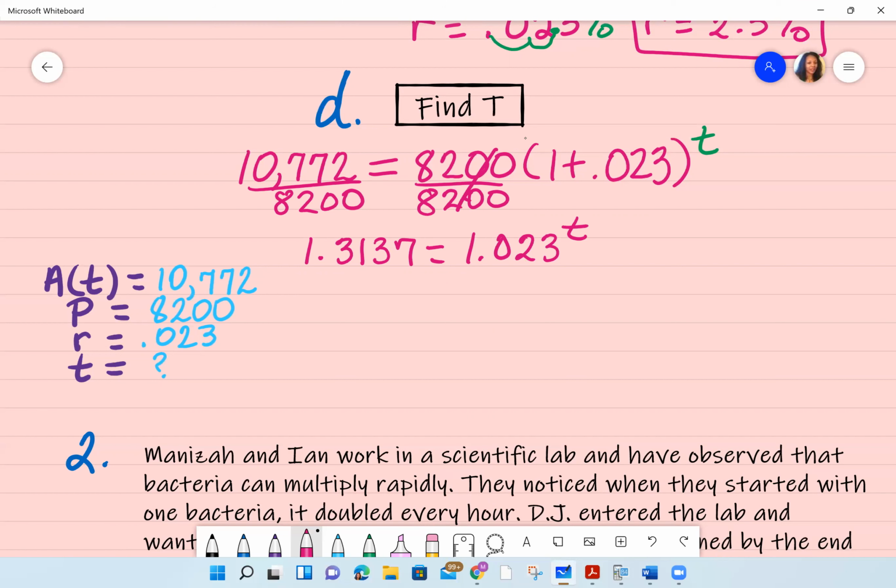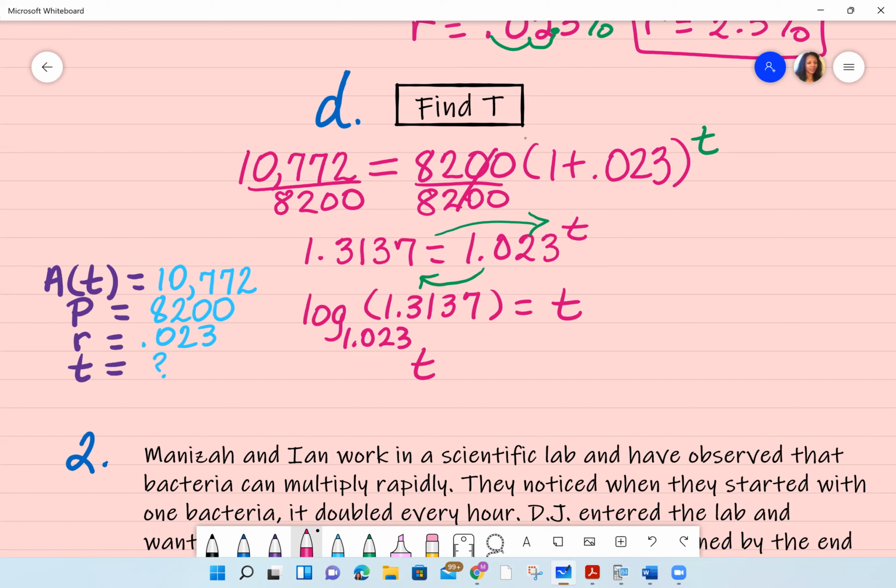power. At this point, I could go on my calculator and put this under the y equals button, and then where y in the table is 1.3137, then that is going to be my t. So if I remember, I'll go and show you how to do that. But if I am trying to manually do this, I want to change this to a log, rewrite it. And what that will look like is my base of my exponent will now be my log's base. So log base 1.023 of 1.3137 is equal to t.